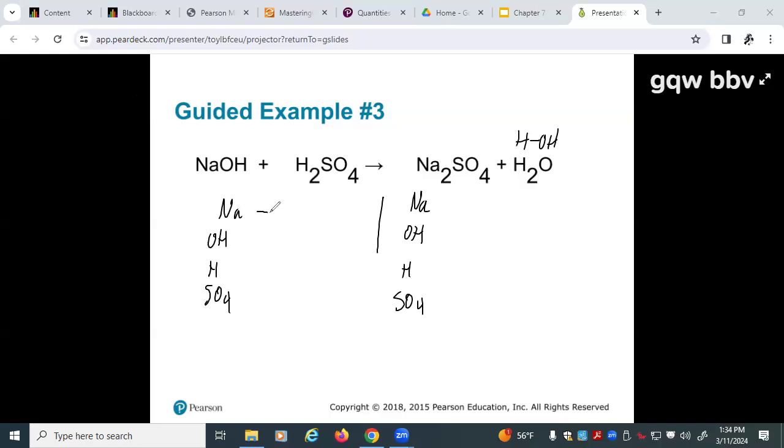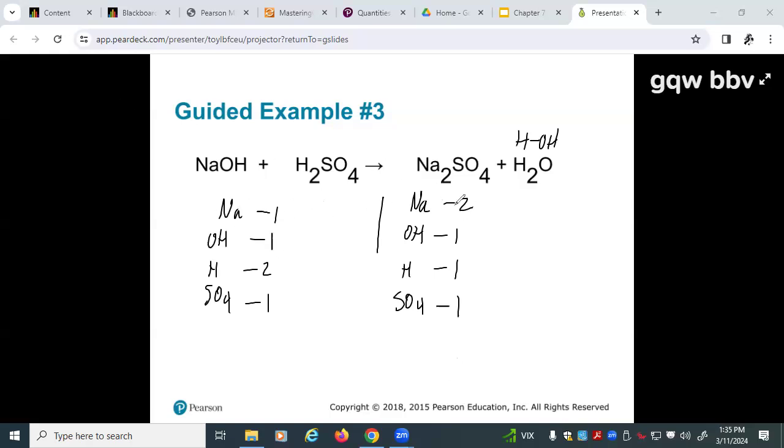So for the reactants, I had 1 sodium, 1 hydroxide, 2 hydrogen, 1 sulfate. On the product side, I had 2 sodium, 1 hydroxide, 1 hydrogen, 1 sulfate. So this was a little bit more messy than the last one. I don't have all of the things that are unbalanced all in the same compound. So what I'm going to have to do is just start balancing what I know and making adjustments along the way.